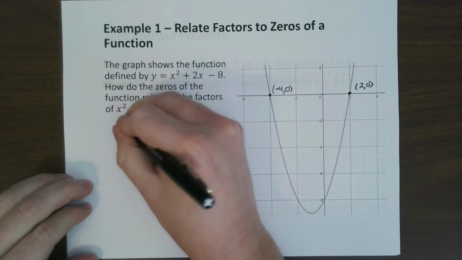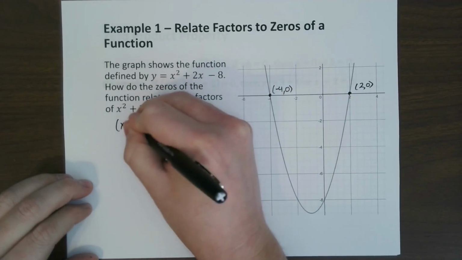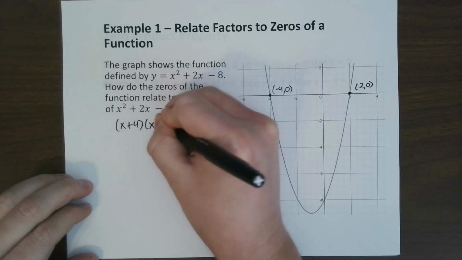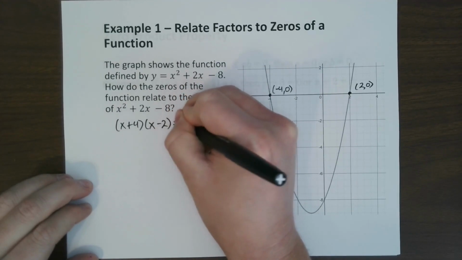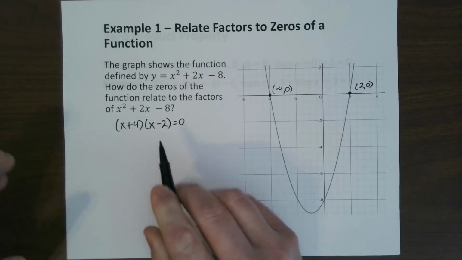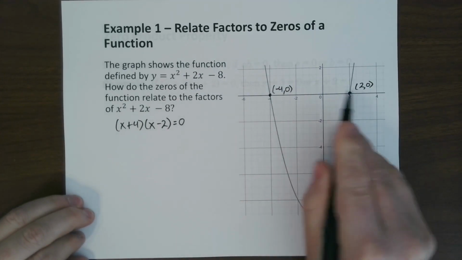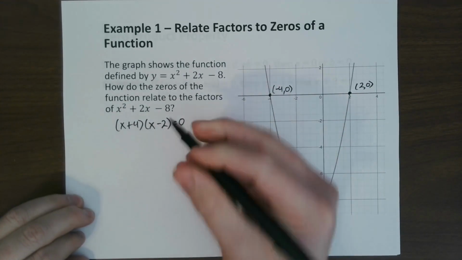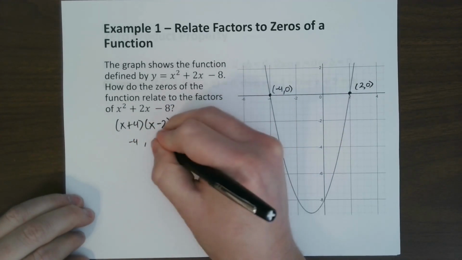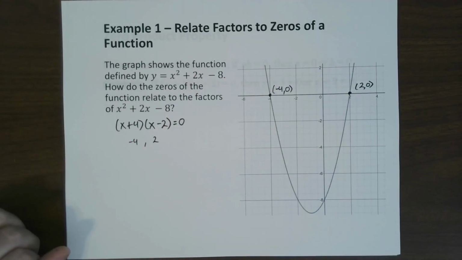But if you factor this correctly, you get x plus 4 and x minus 2. And you set that equal to 0. If you set that equal to 0, you can find the relationship, which is these two numbers are the opposite of these numbers. So -4 and 2. And that's basically the connection between them.